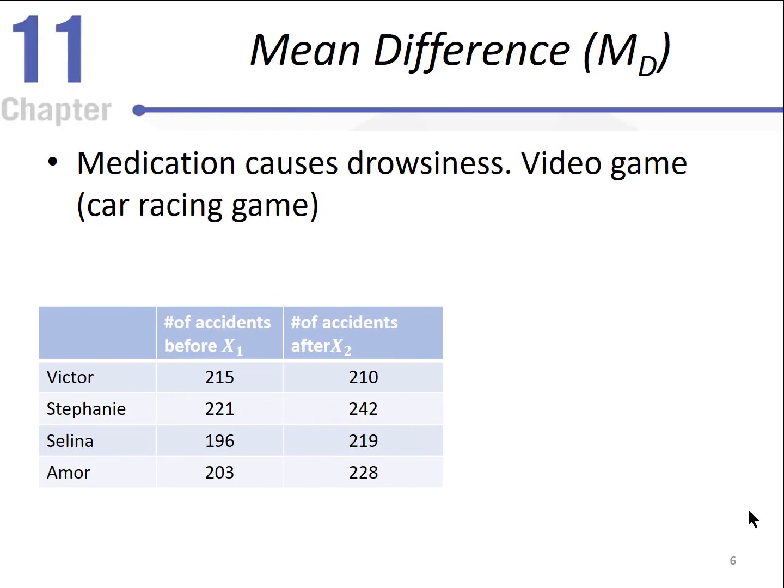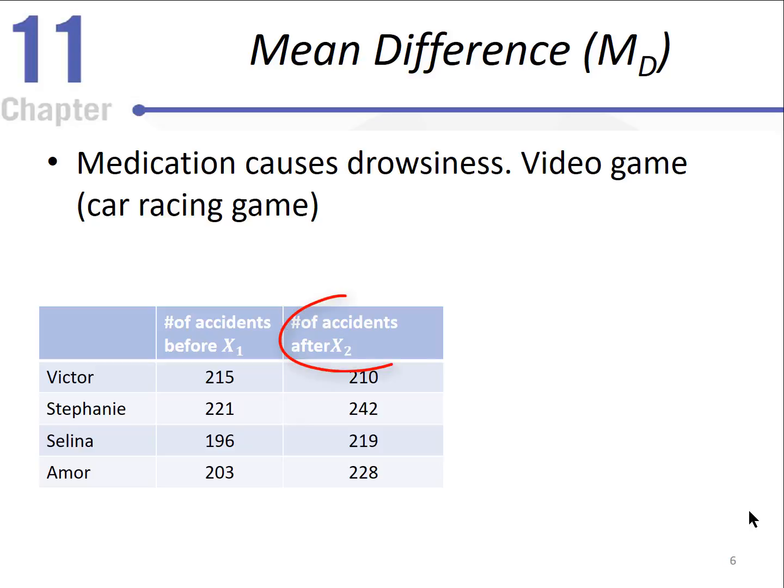We said our sample, we had 4 people. So here we have Victor, Stephanie, Selena, and Amor. And we have them play the video game. We counted the number of accidents before they took the medication. So 215, 221, 196, and 203. The number of accidents for each of these people before.